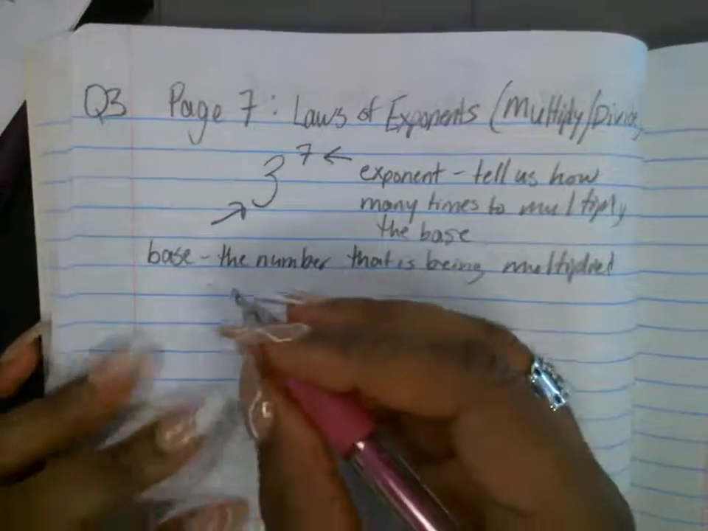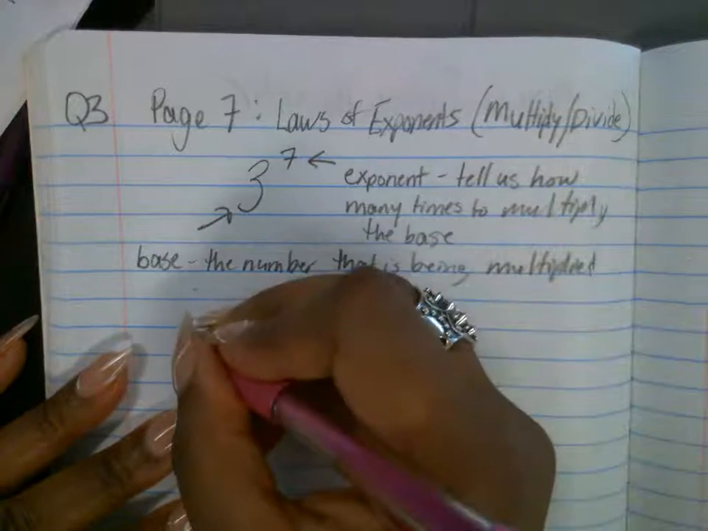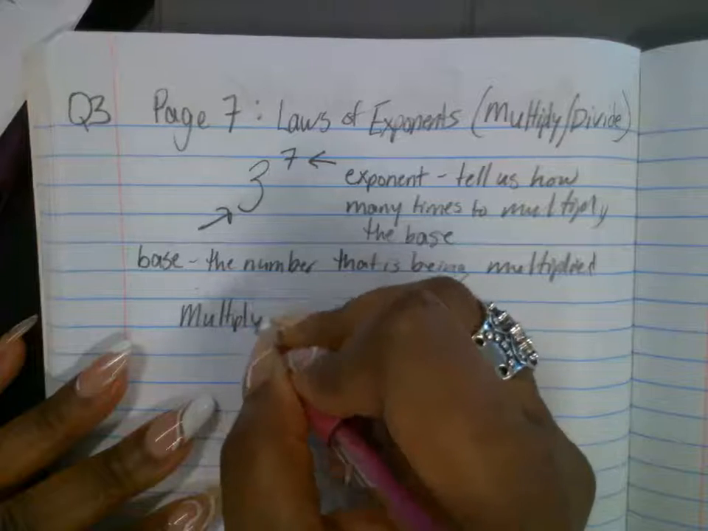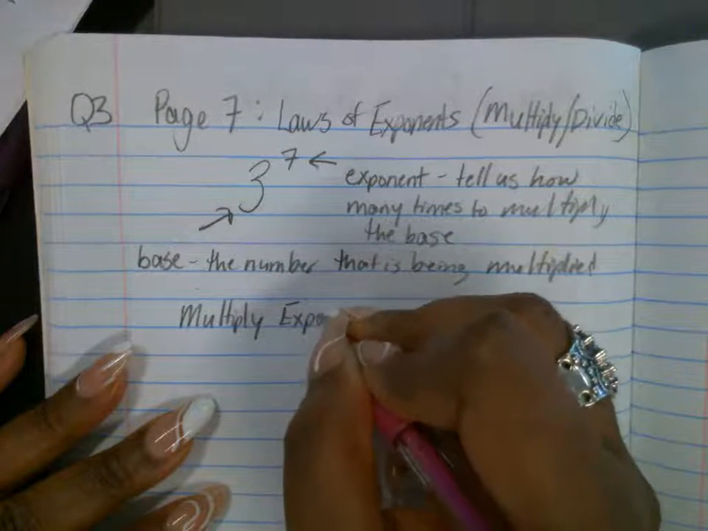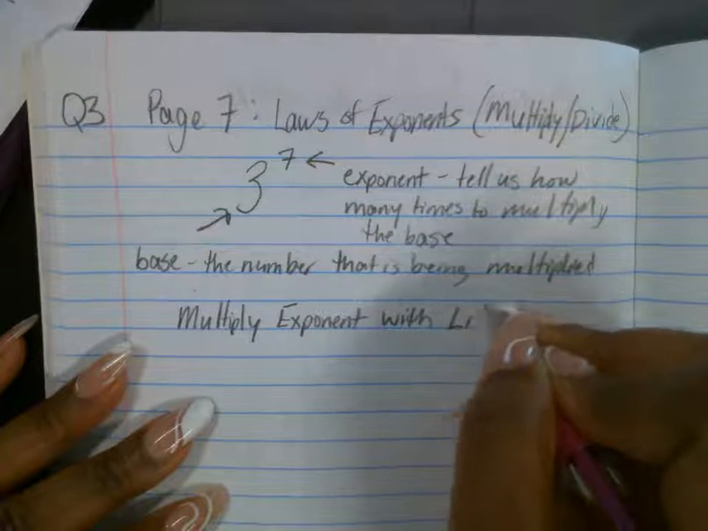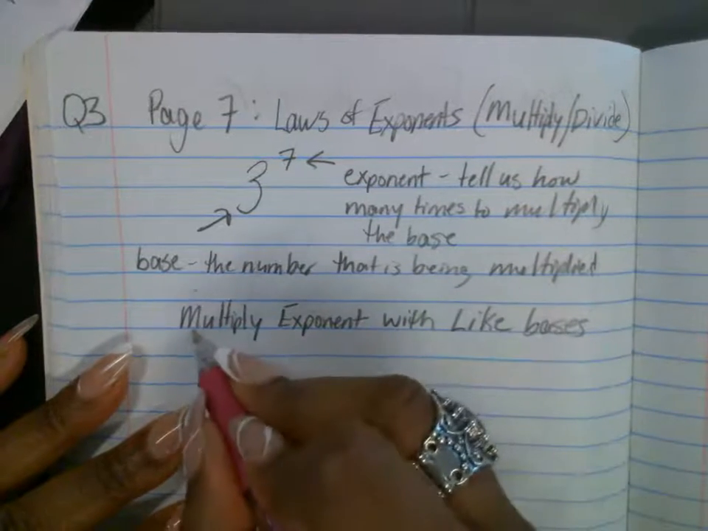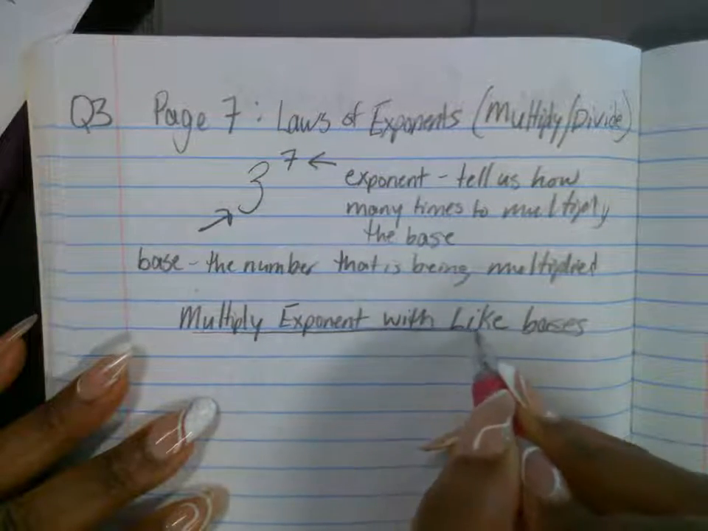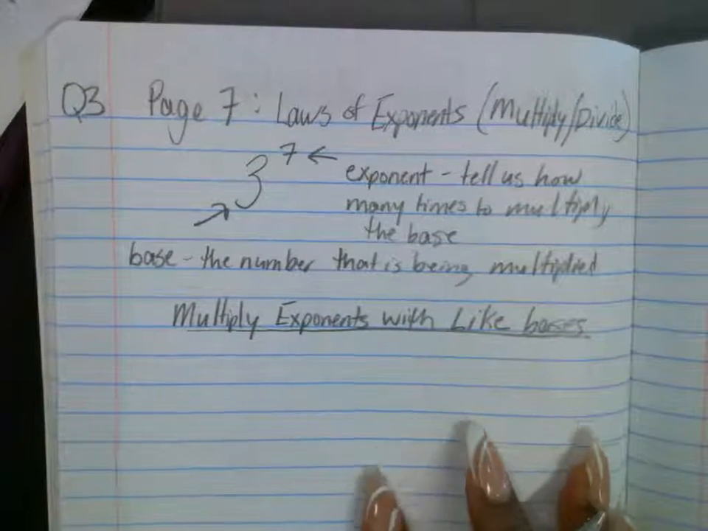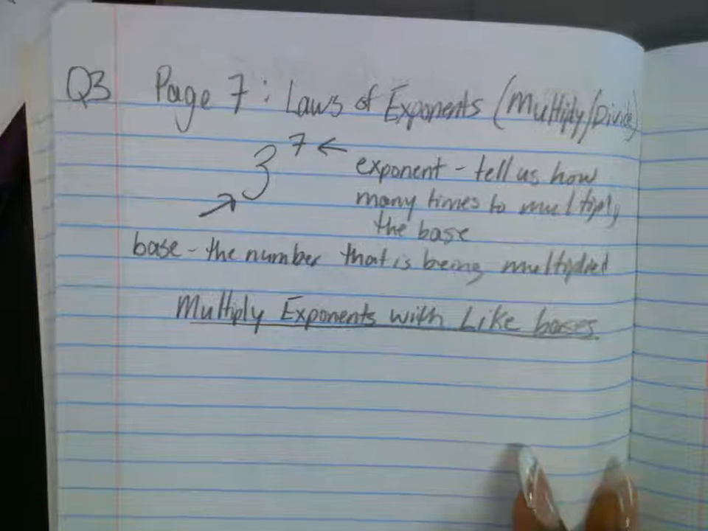Okay. So now we're going to do multiplication, and then we're going to do division of exponents. First, we're going to multiply exponents with like bases.